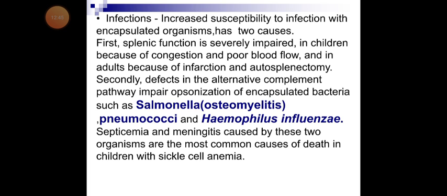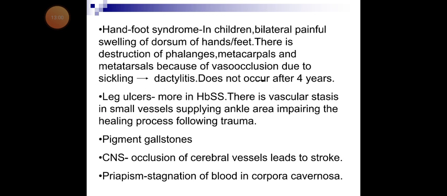Secondary defects in the alternative complement pathway impair opsonization of encapsulated bacteria such as Salmonella, Pneumococci and Haemophilus influenzae. Septicemia and meningitis caused by these organisms are the most common cause of death in children with sickle cell anemia. The other is the common hand-foot syndrome. Our patients usually present with hand-foot syndrome, leg ulcers, pigment gallstones, CNS occlusions of cerebral vessels, and priapism, stagnation of blood in the corpora cavernosa.